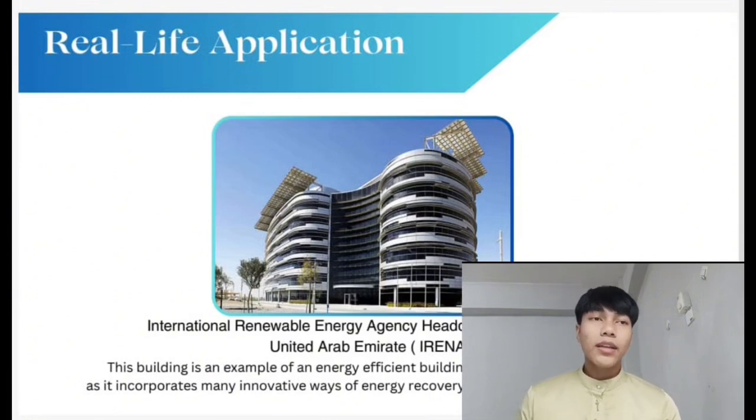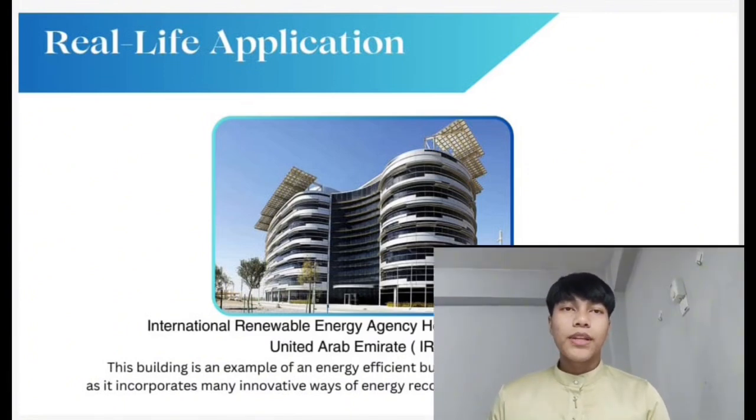So why did we choose this building as an example of good energy conservation in modern architecture? It is because the building incorporates many design elements that are focused on energy recovery systems and energy efficiency.